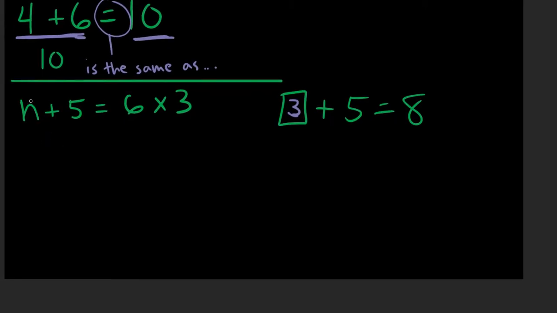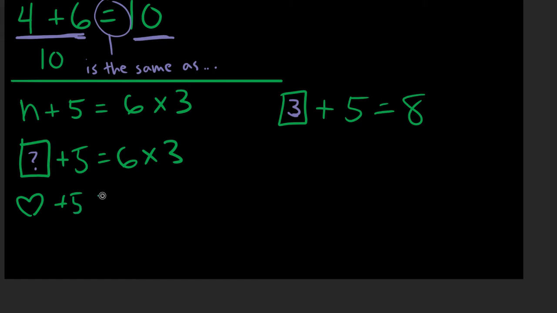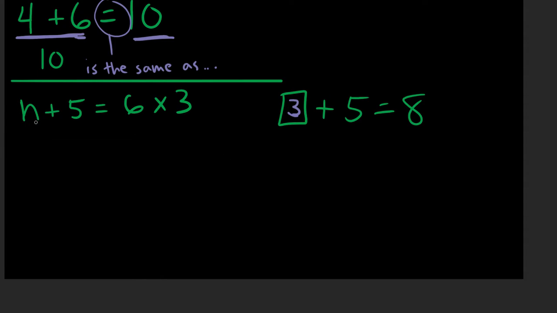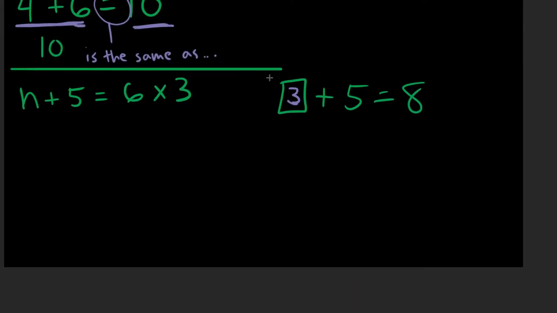You might be wondering, how come we're using n? Well, it could be anything. I could have written the question as a box plus 5 equals 6 times 3, and then we have to figure out what this number is. Or it could have been hearts plus 5 equals 6 times 3, and we have to figure out what number the heart represents. It could have been a smiley face, almost anything. So don't worry about this letter. It just represents some missing number that we're trying to figure out, like a mystery number.